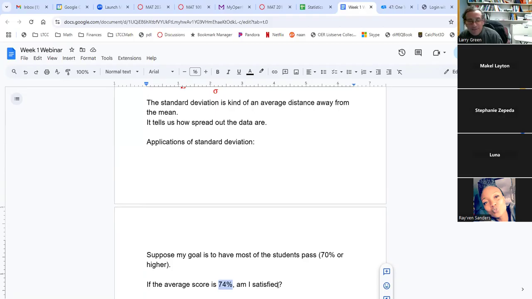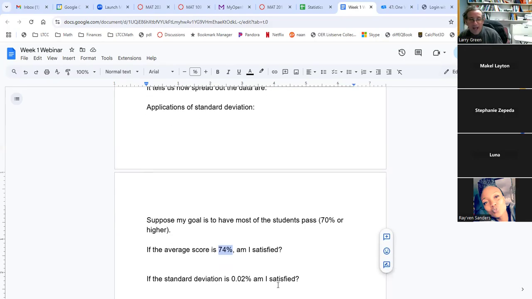But what if one student got 100% and just about everyone else got 69%? Then the average score would probably still be about 74%, and almost everyone did not pass the class. Does that make sense? So if you only know the average or the mean, you don't have that much information. You don't have enough information to really focus and understand.